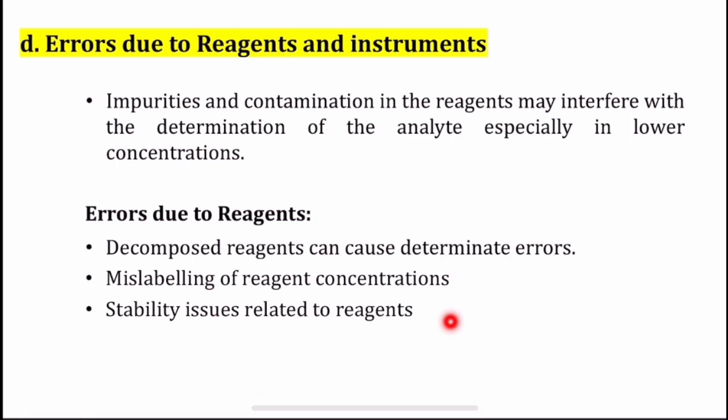Sometimes errors are caused by not considering the stability issues with the chemicals. Some reagents may be sensitive to environmental conditions such as light, temperature, or humidity. For example, light sensitive reagents can degrade if exposed to light, leading to inconsistent results.